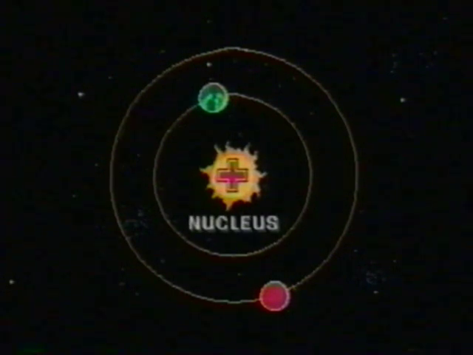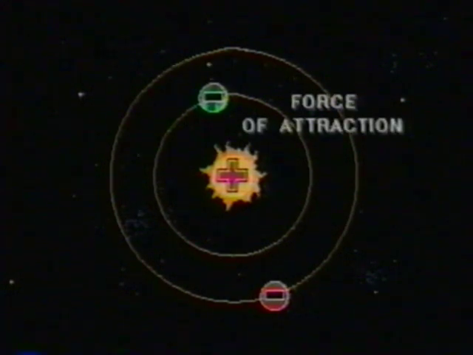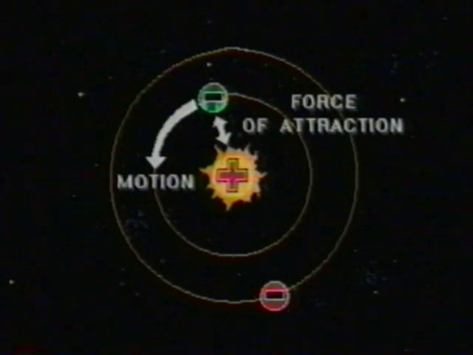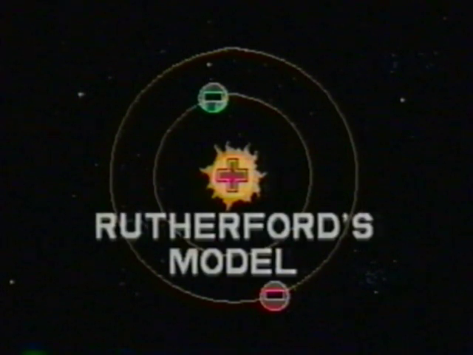The tiny, heavy nucleus is orbited by lighter electrons. The force of attraction between the electron and the nucleus prevents the electron from flying off into space. But it is not great enough to cause the moving electron to spiral into the nucleus. Rutherford's model represented a significant step forward in our understanding of the atom. But in the end, it presented problems.